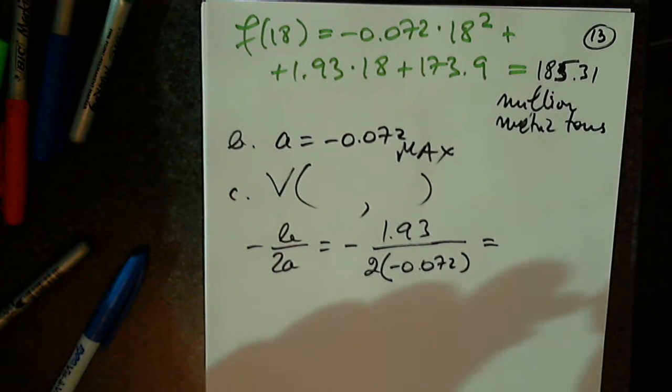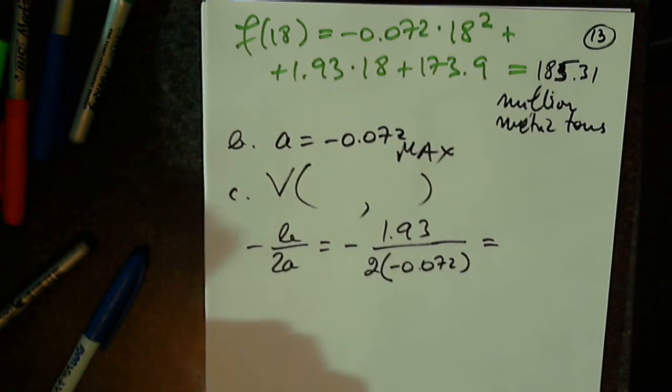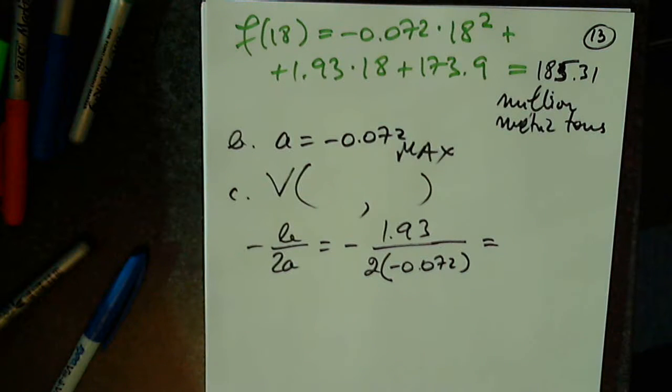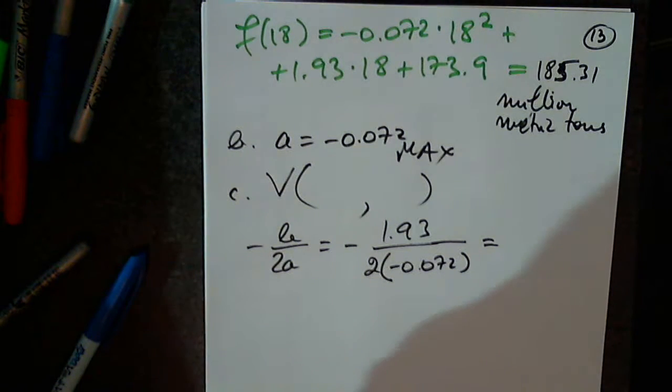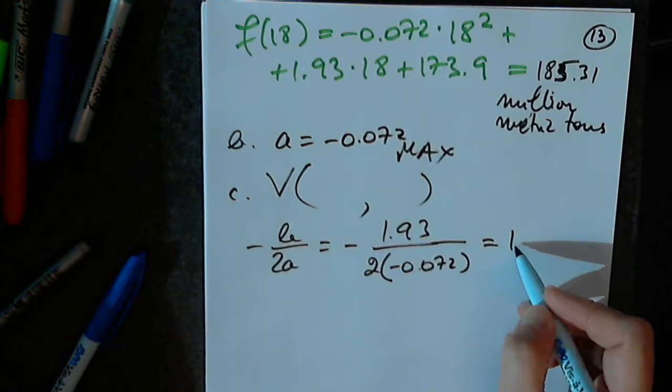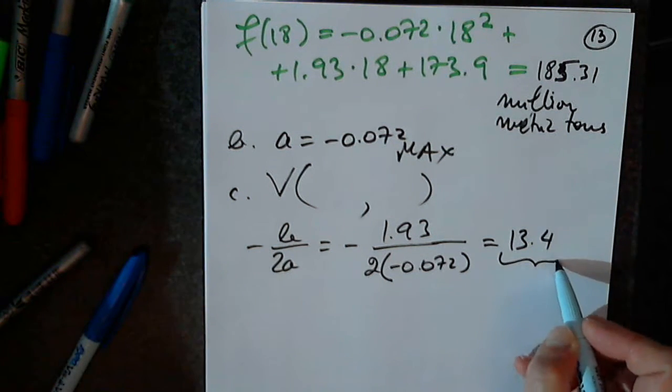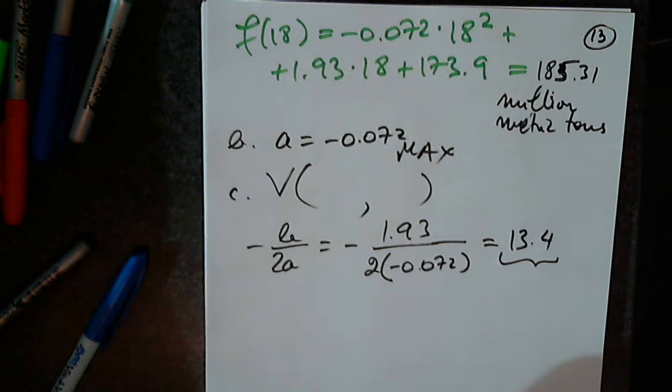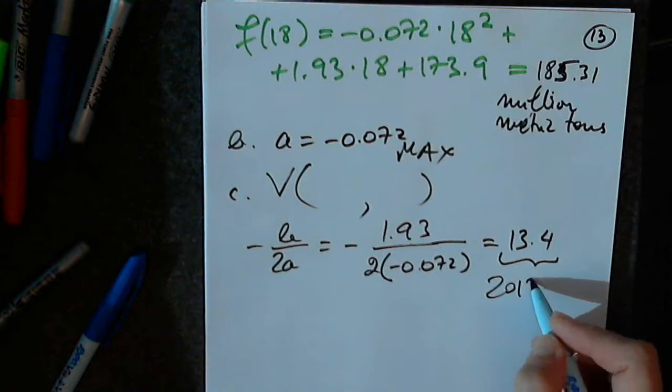I don't know. I can dig out my calculator instead of being lazy. Or I can do it over there, but it's easier with my calculator. Do we have a number for this? 1.93 divided by 2 and further divided by 0.072. I got 13.4. So which year is that? I guess 2013. In 2013.